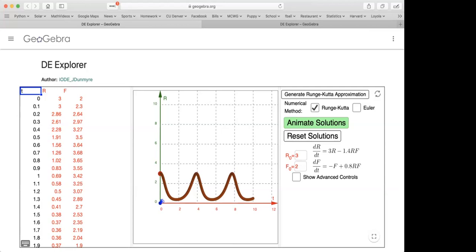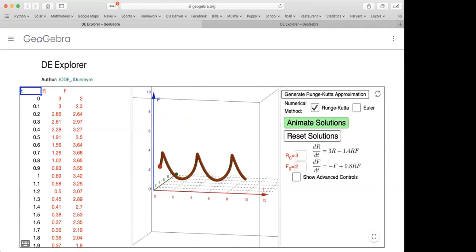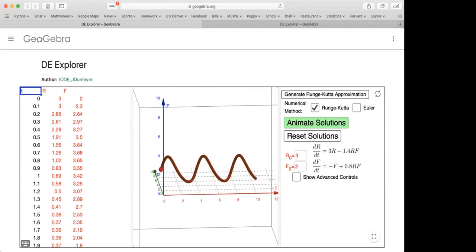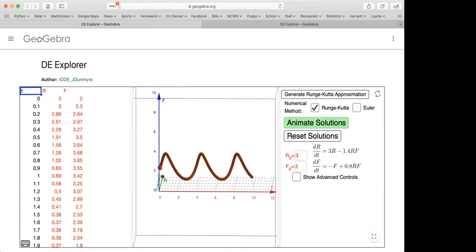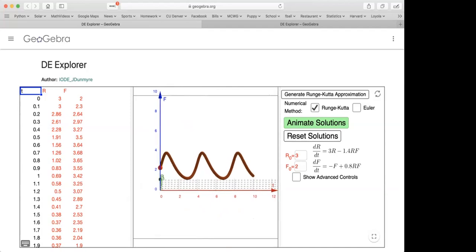What it looks like is our rabbits are starting off at 3, and it's going down, and then it's going back up, and it's going back down. And the reason it goes up and down is because of the foxes that are over here. If you spin this around, we can look at the relationship between foxes and time, and we can see it also is of some cyclic nature.